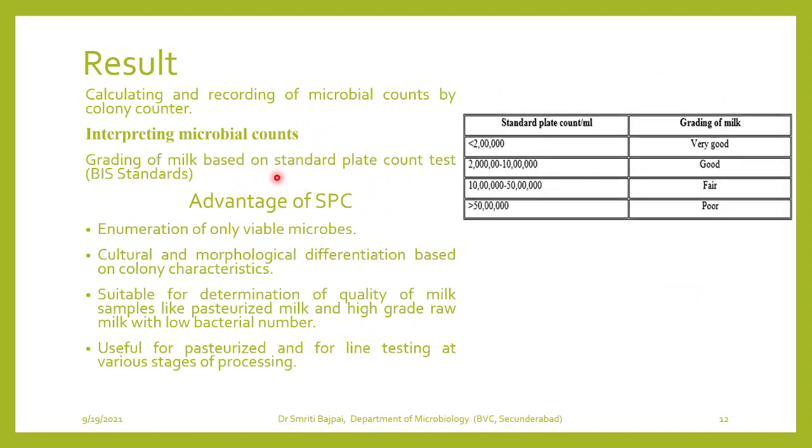Then again, interpretation of the result will be done by this method. Standard plate count less than 2 lakh is very good. Then this is the quality, next is good, then fair, and then poor.